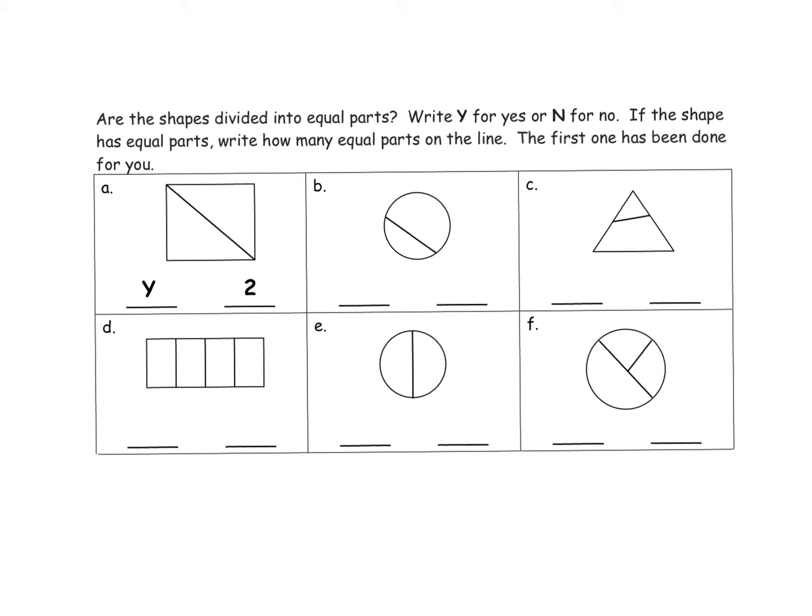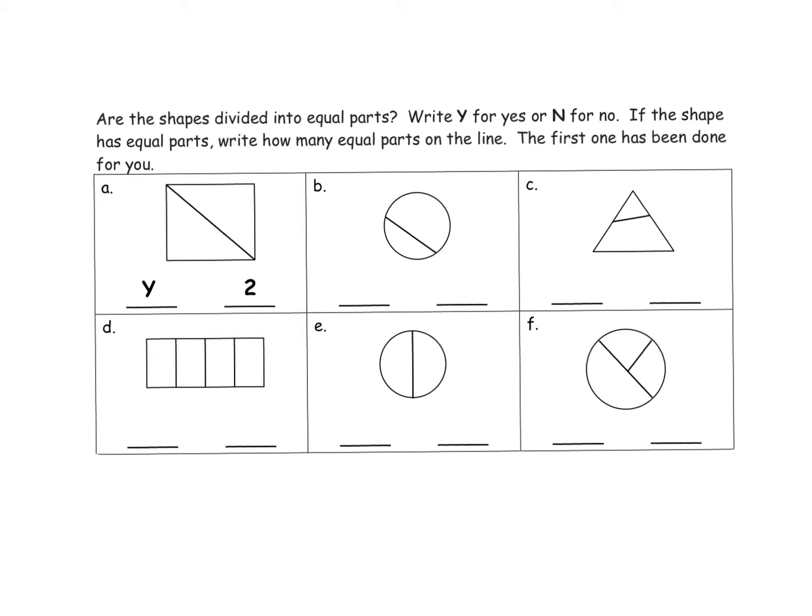The first one says, are the shapes divided into equal parts? Write a Y for yes or a N for no. If the shape has equal parts, write how many equal parts on the line. The first one has been done for you. In A, we can tell that our shape has been divided into two equal parts. So we'll put a Y for yes and a 2 for the two equal parts.